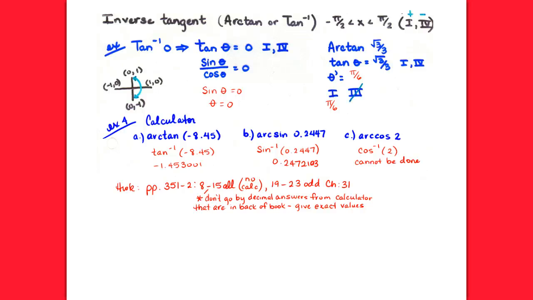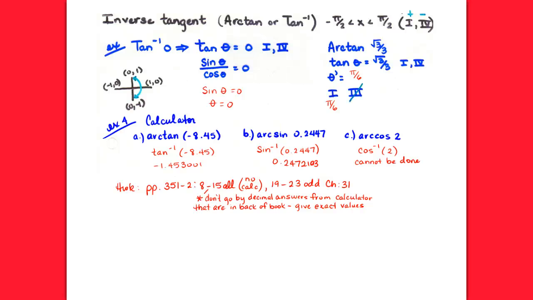All right, so here is your homework for tonight. On pages 351 to 352, we're doing 8 through 15 all with no calculator. Then 19 through 23 odd, challenge 31. Now, on that 8 through 15 all, you should be getting answers like pi over 6 or 11 pi over 6 or something like that. Not a decimal because you're doing it without the calculator.